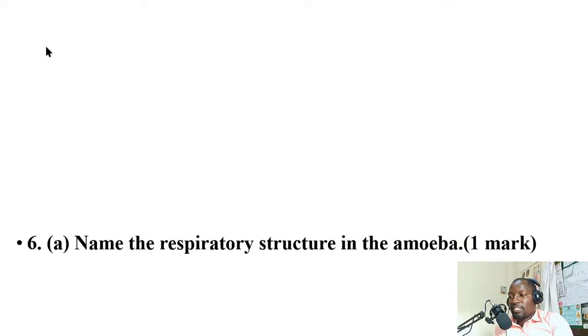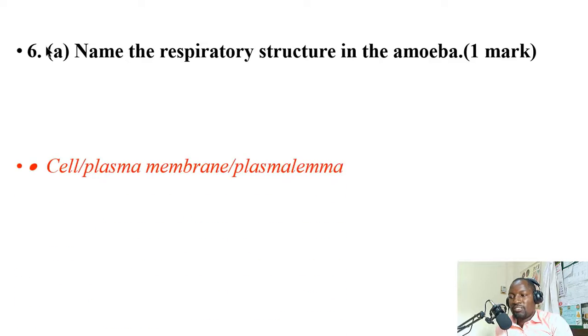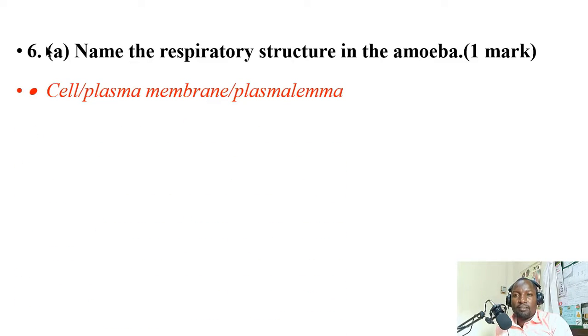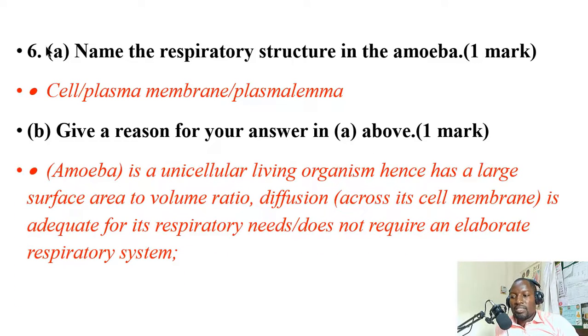Now, name the respiratory structure in the amoeba. The respiratory structure of the amoeba is just the cell plasma membrane, or what we call the plasmalemma. Give a reason for your answer above. Amoeba is a unicellular living organism and hence has a large surface area to volume ratio.